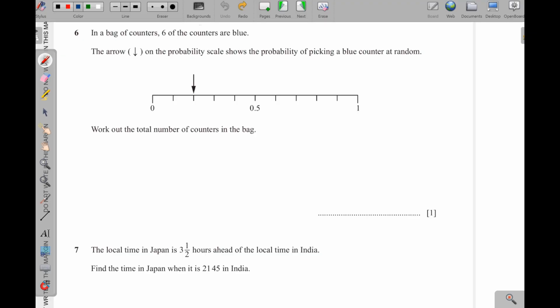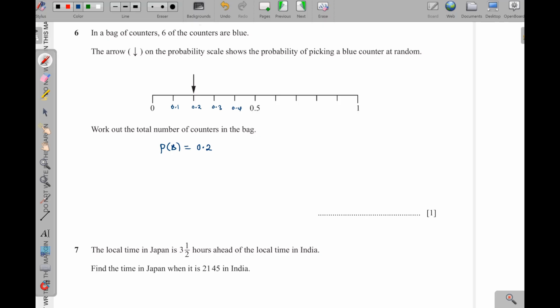Question 6 is coming from probabilities. In a bag of counters, 6 of the counters are blue. The arrow, this one here on the probability scale, shows the probability of picking a blue counter at random. Work out the total number of counters in the bag. So probability of picking a blue counter from here. First of all, a division here. You can see if this is 0.5, this is 0.1, 0.2, 0.3, 0.4. So the probability of picking a blue counter is 0.2.